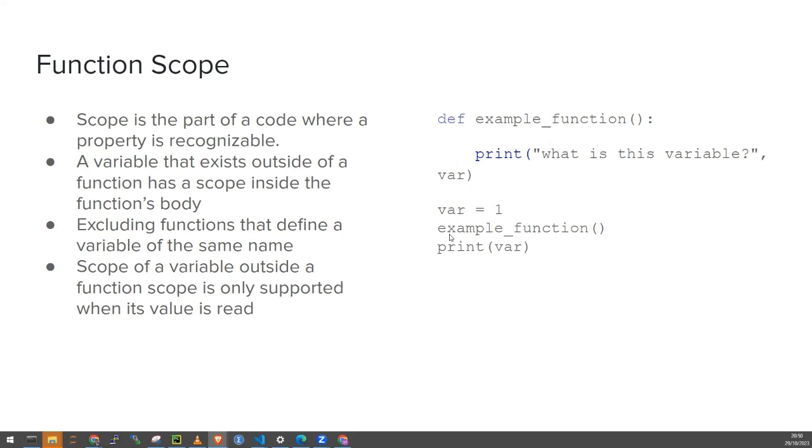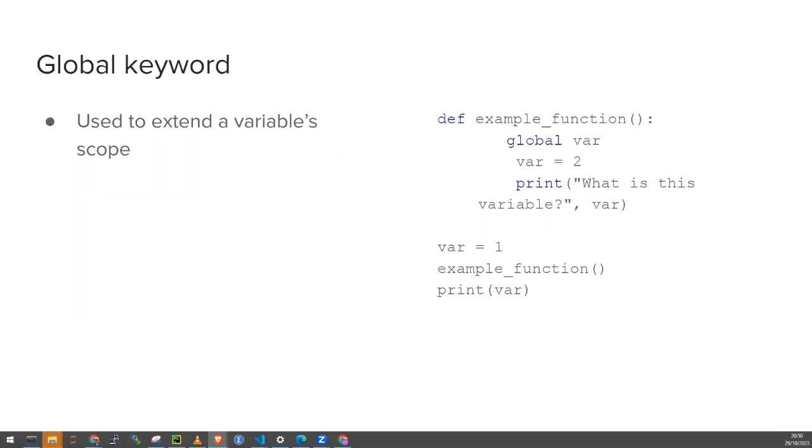Excluding functions that define a variable of the same name. But if I had this var in here, the function would just use that var and not use this. But I'll show you this later in the videos when we're coding. Like, scope of a variable outside of a function is only supported when its value is read, right? And then you have a global keyword. Now this is used to extend a variable's scope, right?